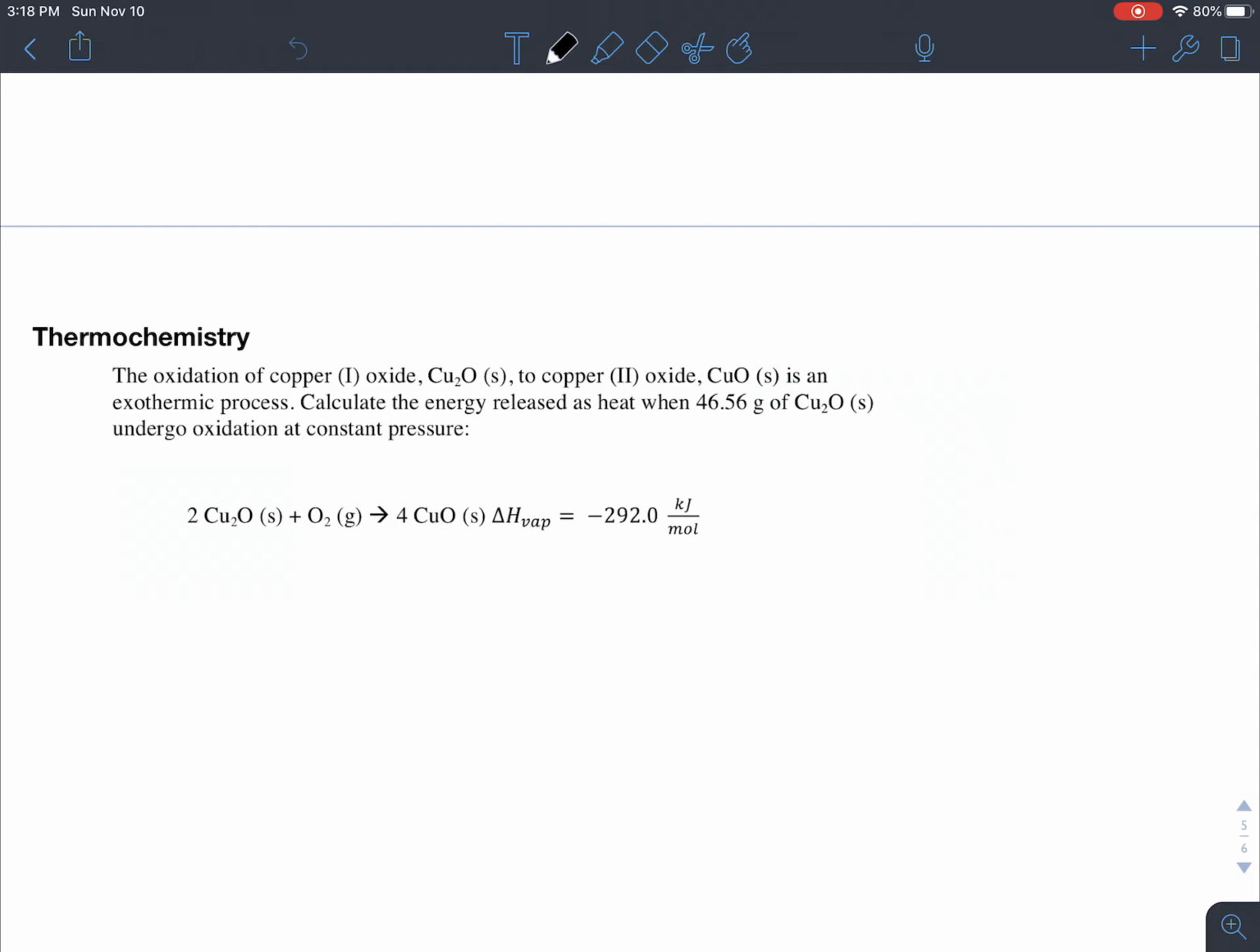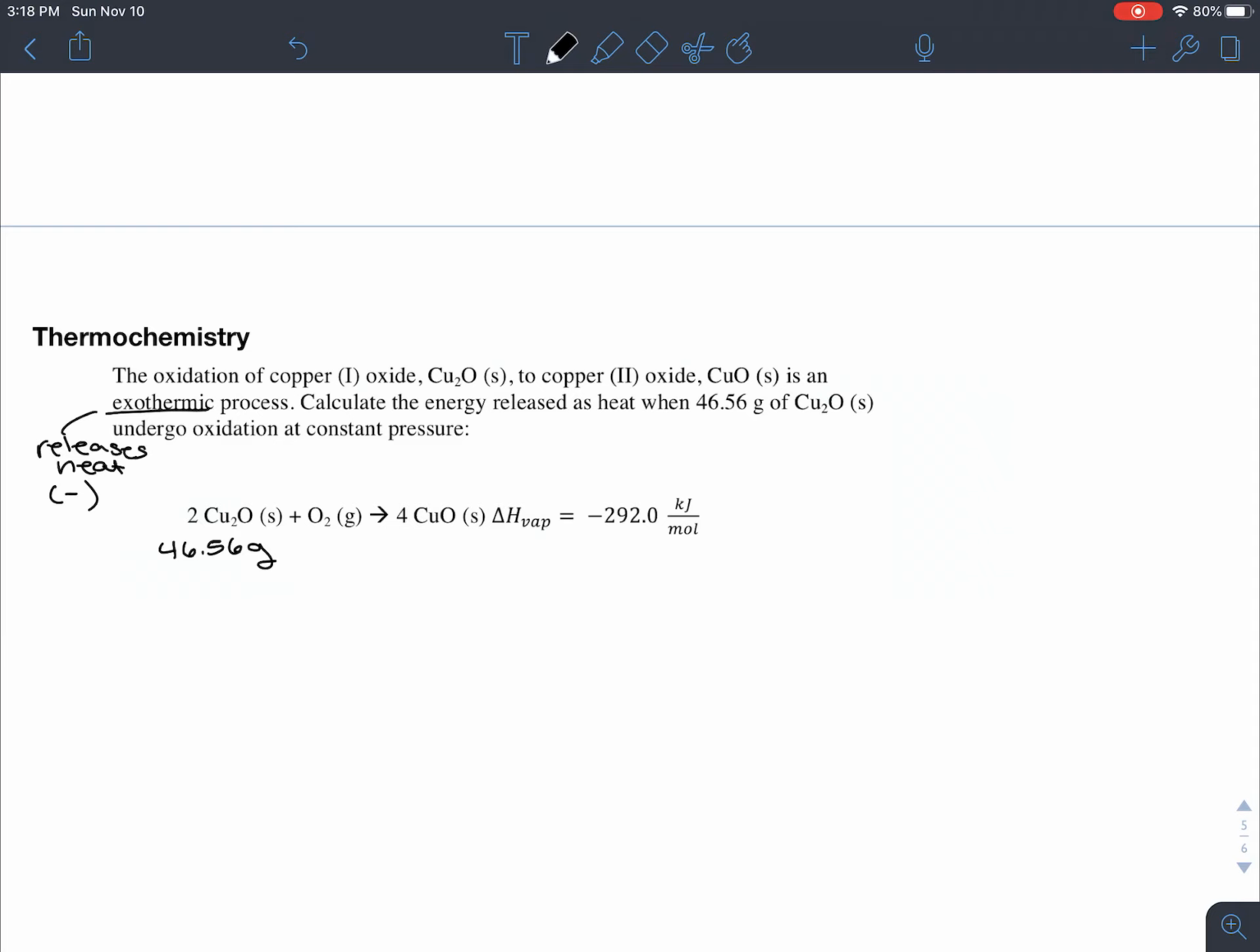Thermochemistry. The oxidation of copper 1 oxide to copper 2 oxide is an exothermic process. Exothermic means releases heat, so it has to be negative heat. Calculate the energy released as heat when 46.56 grams of copper 1 oxide undergoes oxidation at constant pressure.